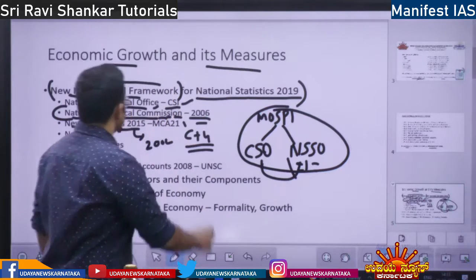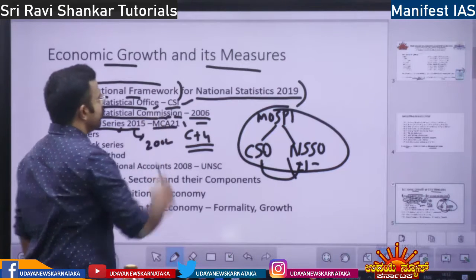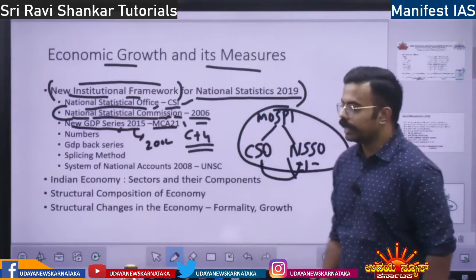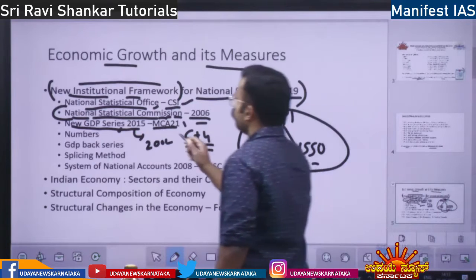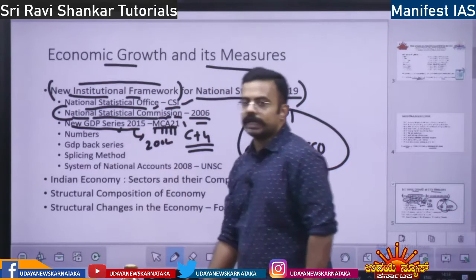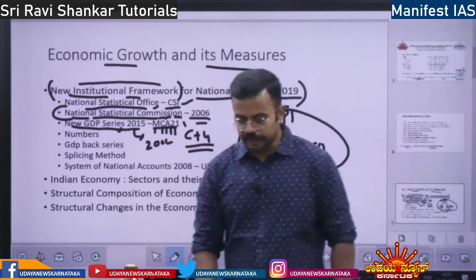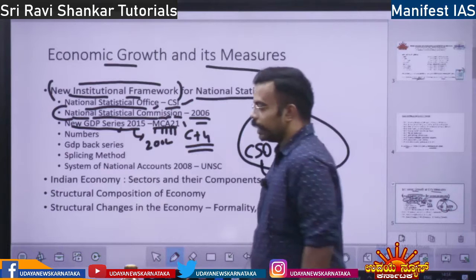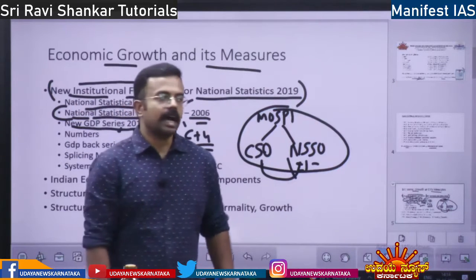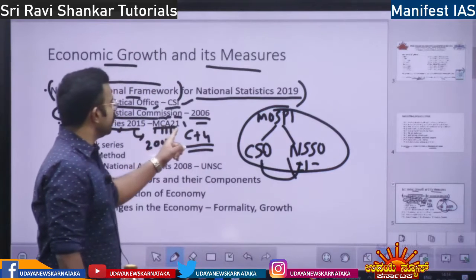It also included the MCA 21 indices. MCA 21 means the Ministry of Corporate Affairs 21 index, which includes all the industries and all the corporate things. All of that is included under MCA 21.